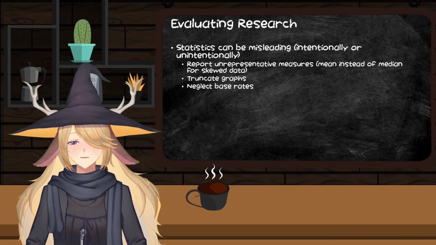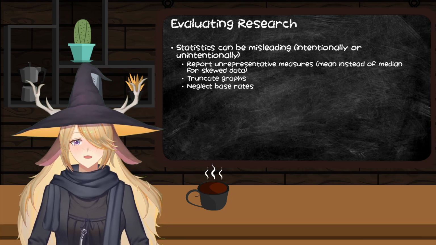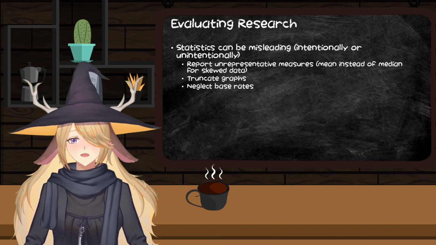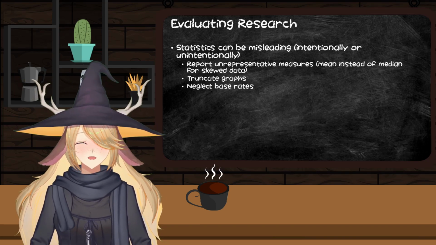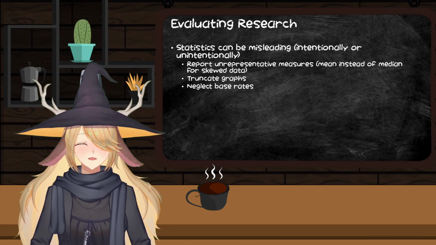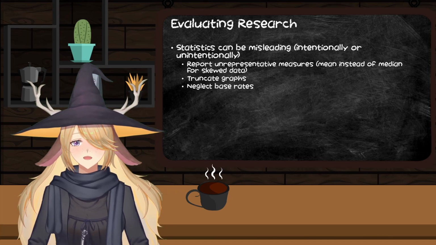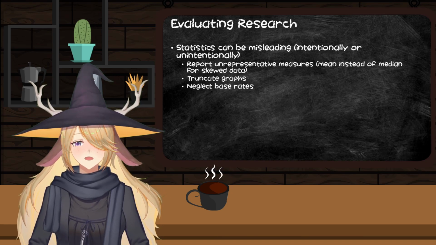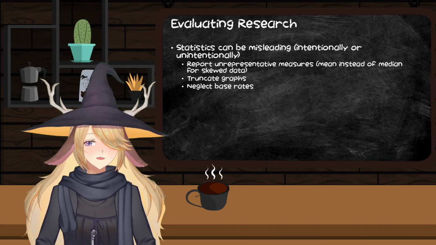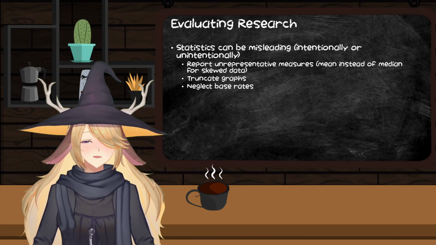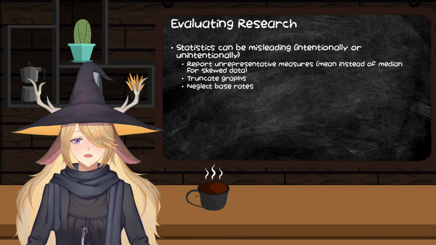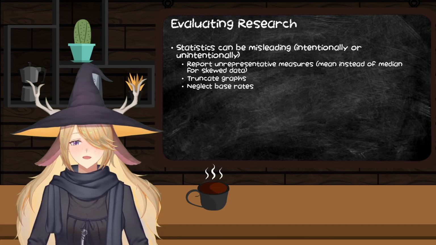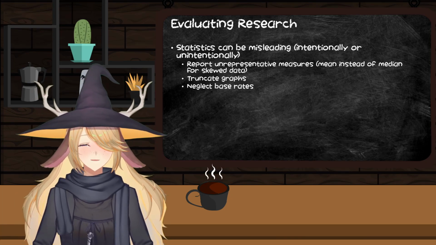You might also see certain cases where base rates are neglected or someone truncates the graph. So let's say, for example, the x-axis ranges from 0 to 10, but the only real action that is happening is between the values of 8 and 10. So they truncate it to only show that very extreme part of the data to try to show that there's a much more intense or linear relationship than there really is. People lie all the damn time to try to get their papers published.